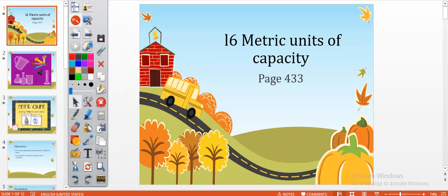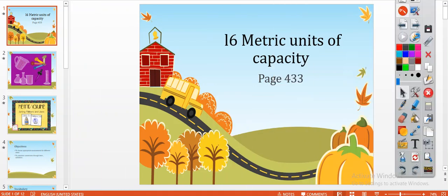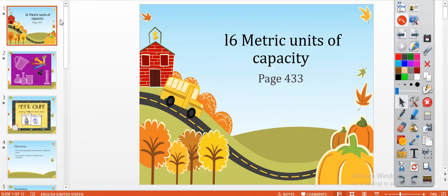Three, two, one, here we go. This is our math session for today. Lesson 6, metric units of capacity, which is page 433 in your class workbook. Let's get started.